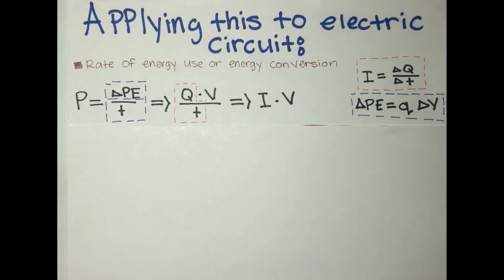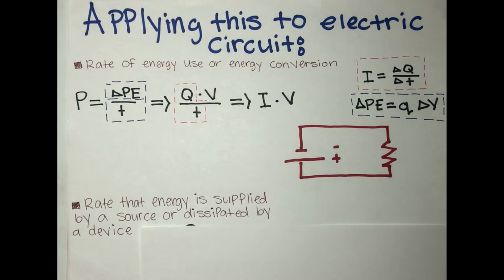Since we redefined the way to mathematically come to power when applying it to an electric circuit, it might be a good idea to also come up with a new definition that applies more to an electric circuit. When we do that, we'll see that power is the rate that energy is supplied by a source or dissipated by a device.